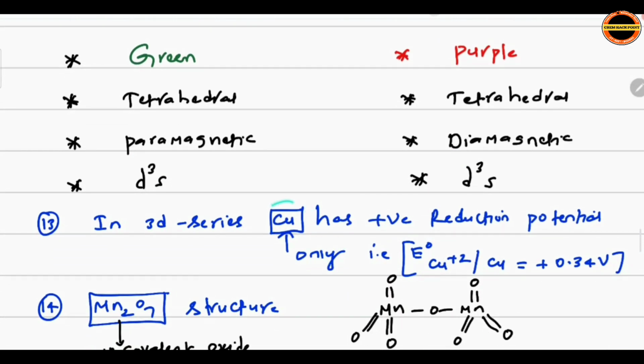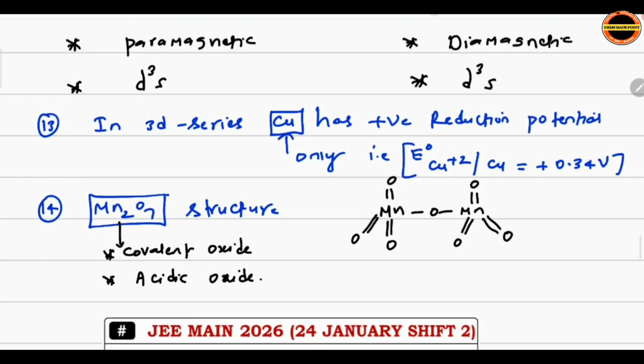In the 3d series, copper has a positive reduction potential. It is the only element in the 3d series having a positive reduction potential, that is, Cu+2 to Cu reduction, which is +0.34. Why is it having a positive reduction potential? Because if we convert Cu+2 to Cu, you will get a d10 configuration here. That's why it is more stable. That's why it is positive.